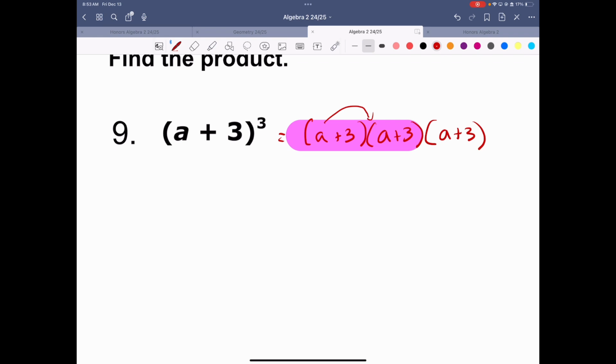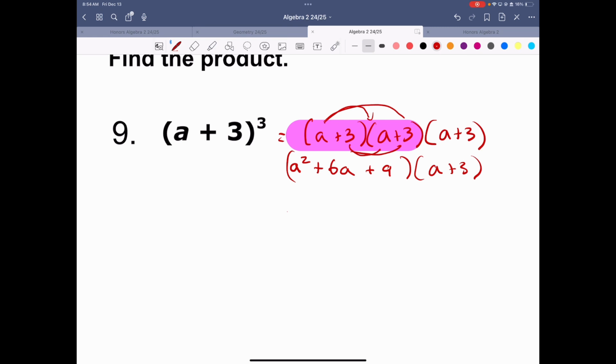So we've got a times a is a squared. I've got a times 3 and 3 times a. So I've got 3a plus 3a is 6a. Again, I kind of skipped a little bit of a step in there, but I just took the middle terms. a times 3 is 3a, 3 times a is 3a, 3 plus 3 is 6. That's 6a plus 9. Now I have a trinomial times a binomial.